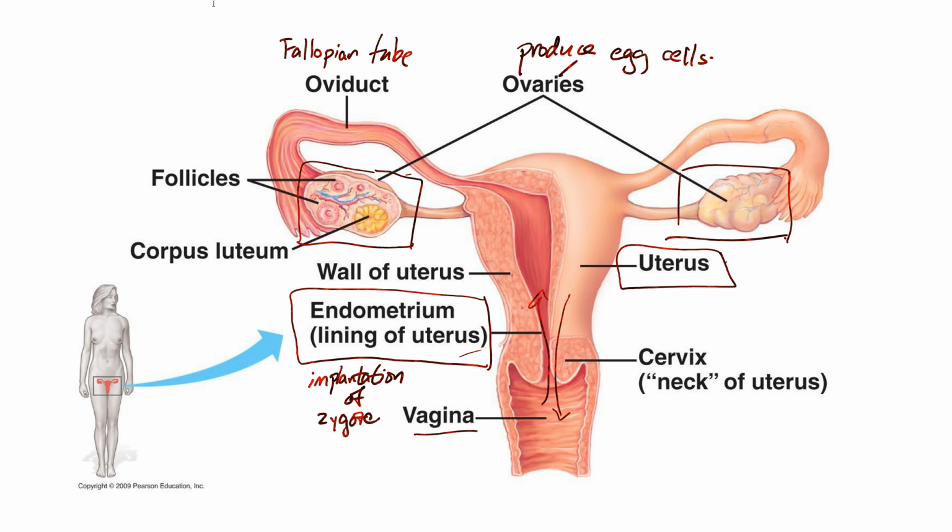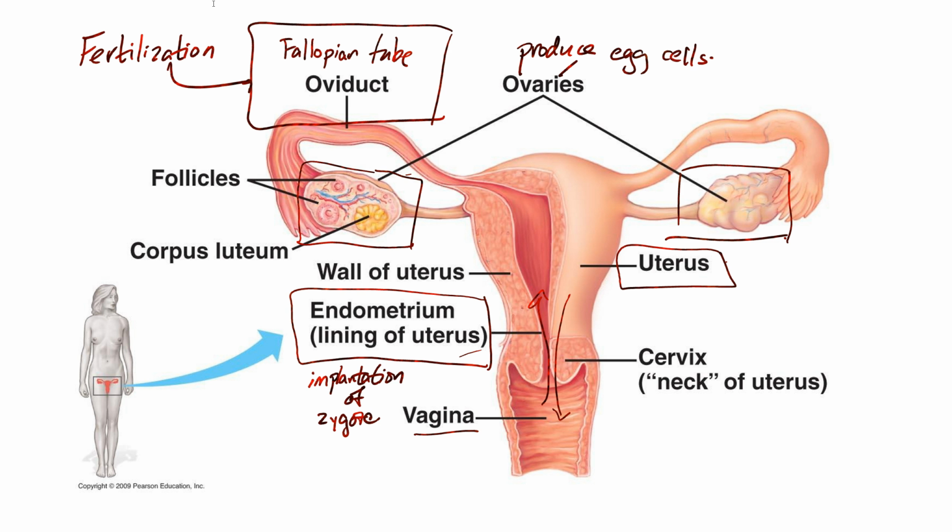A vagina is the location where the penis is inserted and releases the sperm cells, so that the sperm cells can enter the uterus and fertilize the egg at the fallopian tube. So remember where the process happens at different locations. The fallopian tube is where fertilization occurs. Fertilization is the fusion between the sperm cells and the egg cell.